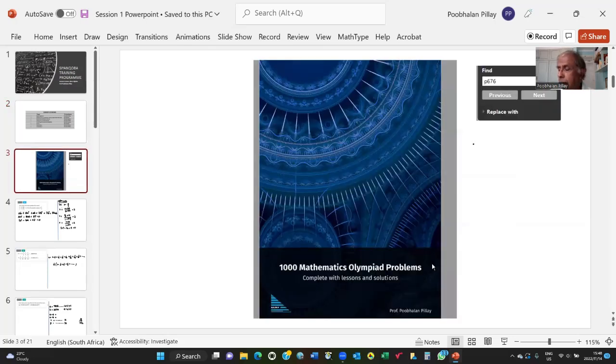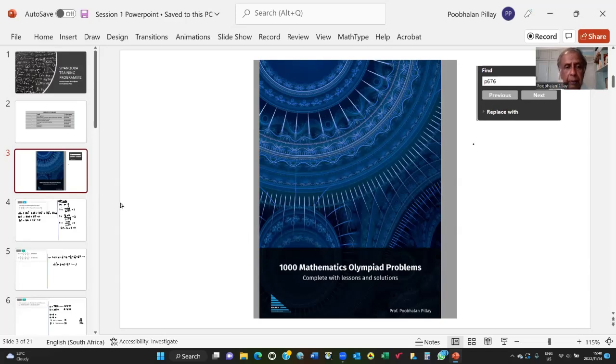In the entire program, we will be using material from one particular book, which is called 1000 Mathematics Olympiad Problems. And I understand that all of you will have a free copy of that. So it's very important to have this book in your possession so you could make reference to the problems that we will be considering from that book.